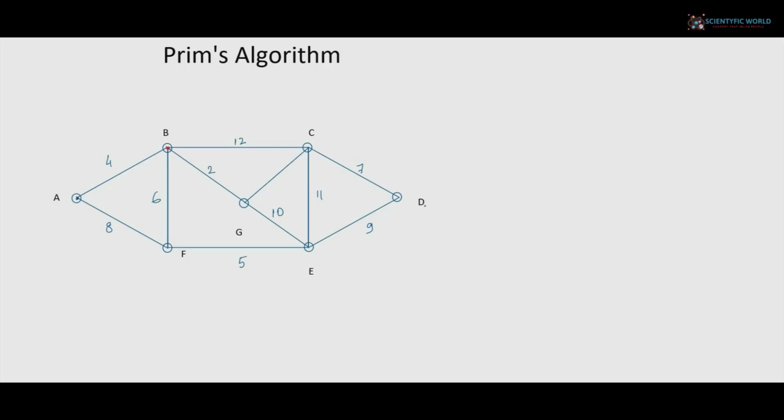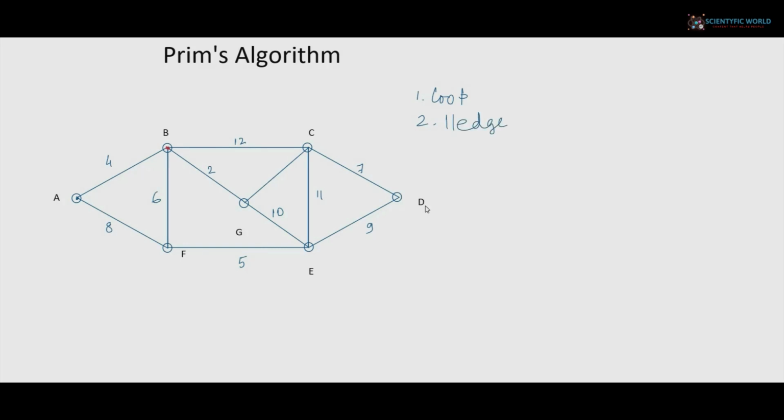Number one is to choose any arbitrary vertex as a root node. Number two is to check all the adjacent nodes of that root node and choose the edge with minimum weight. And we will continue doing that until we have traversed all the vertices. Now, before going to the process, we need to keep in mind two points. Number one is loop and number two is parallel edge.